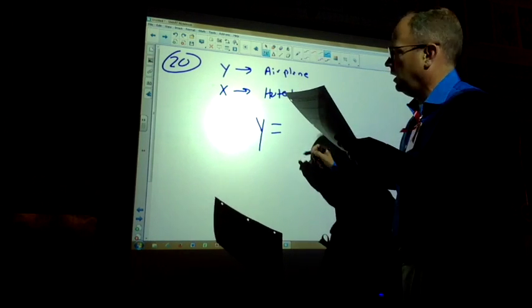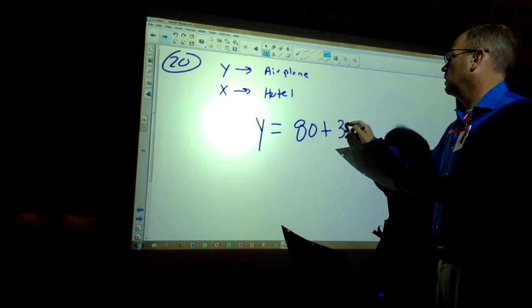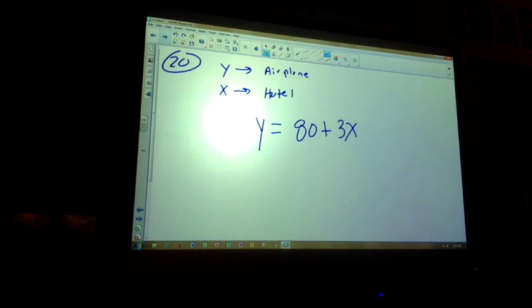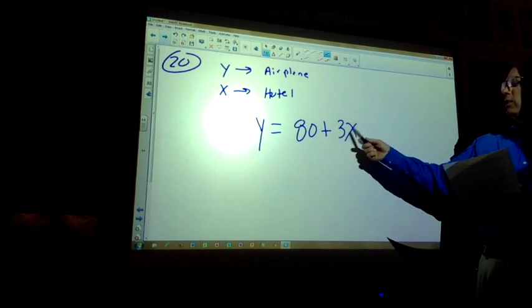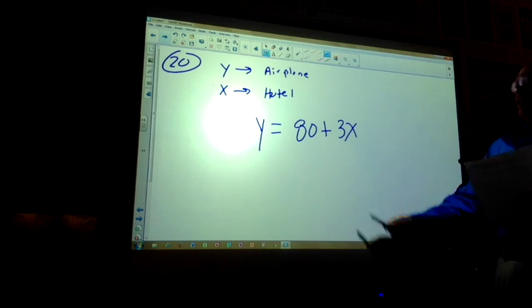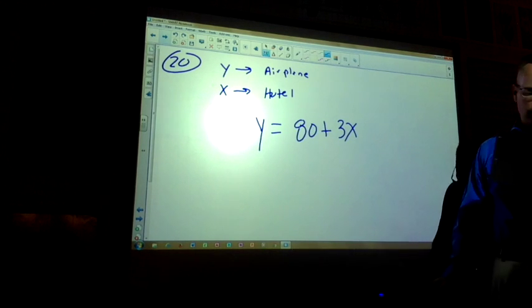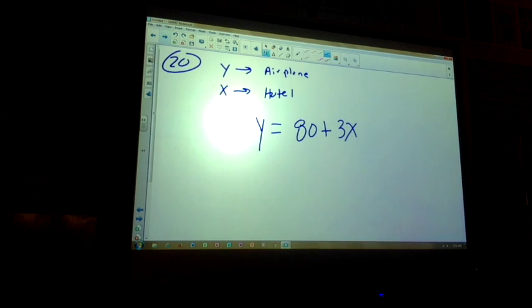So the airline ticket is 80 more than 3 times the hotel. Airline ticket is going to cost more. So it's 80 more than 3 times the hotel. So if the hotel costs 100, this is 300. So the airline ticket would be $380. If the hotel was $20, then this would be a $140 airplane ticket. Okay? Wait, this is true. Yeah. I got y plus 80 is bigger than... nope. The airline ticket costs more. The airline ticket is triple the cost of the hotel with 80 added to it.